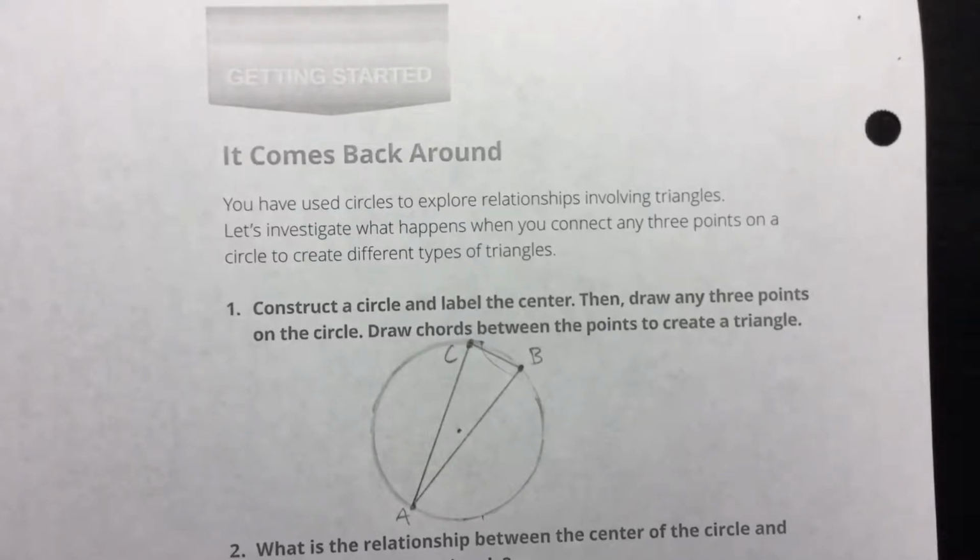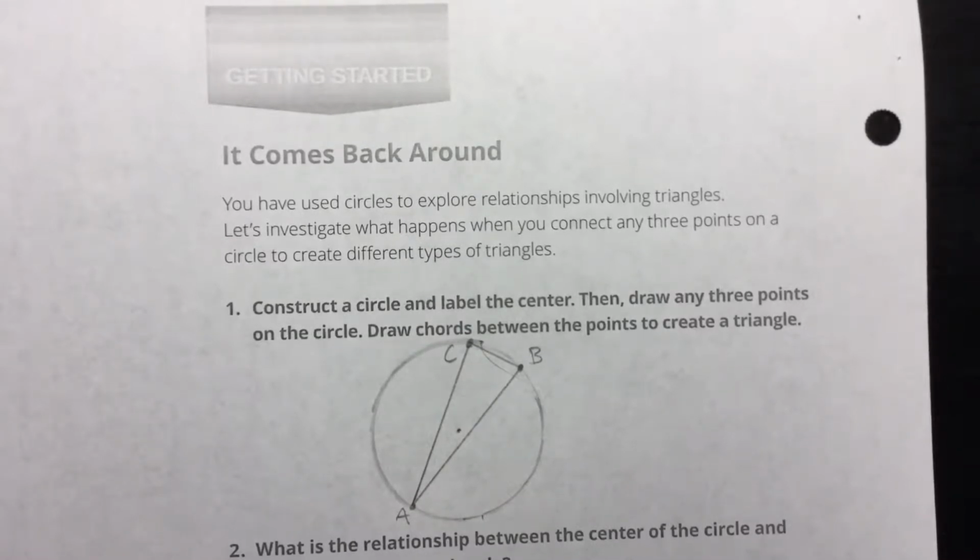We are here in the Getting Started activity. This is Packet 5, Topic 2, Module 1. It's almost test time, so we'll just hop right into it. It says, you've used circles to explore relationships involving triangles. Let's investigate what happens when you connect any 3 points on a circle to create different types of triangles.